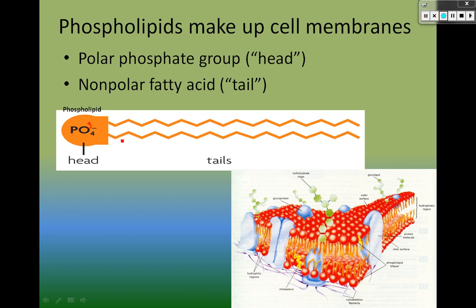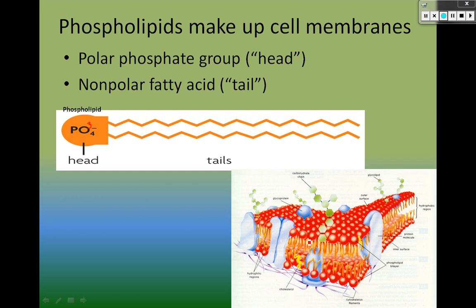And then you have this part. Even though the fatty acid is nonpolar, because of this really polar head, you get an interesting thing, kind of like soap. Do you remember soap had a polar head and a nonpolar tail? Same thing here. A phospholipid has a polar head and a nonpolar tail.